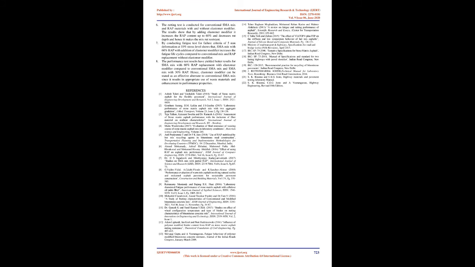5. The moisture susceptibility test results showed that SMA mix with 60% wrap with addition of Elastomer Modifier is found to be greater than the conventional SMA mix and SMA mix with 30% wrap without Elastomer Modifier. 6. The rutting test is conducted for conventional SMA mix and wrap materials with and without Elastomer Modifier. The results show that by adding Elastomer Modifier it increases the wrap content up to 60% and decreases rut depth, and hence it makes the mix rut resistant.